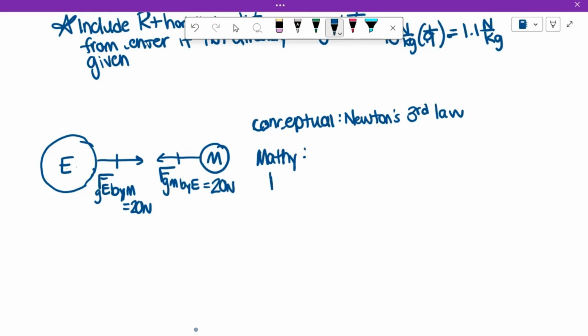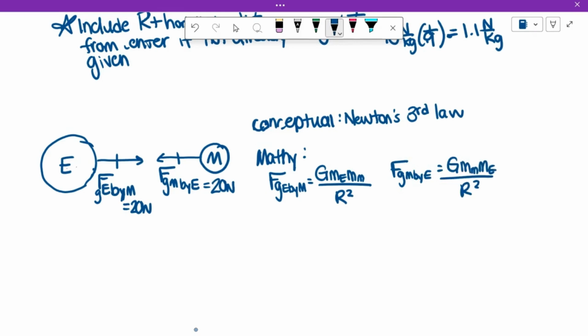Okay? So the force of gravity on the Earth by the moon, right? I don't know anything about gravitational field, so I would use the big G equation. So I would do G mass Earth, mass moon, divided by the distance between the centers squared. The force of gravity on the moon by the Earth, I would do G mass moon, mass Earth, over the distance between them squared.